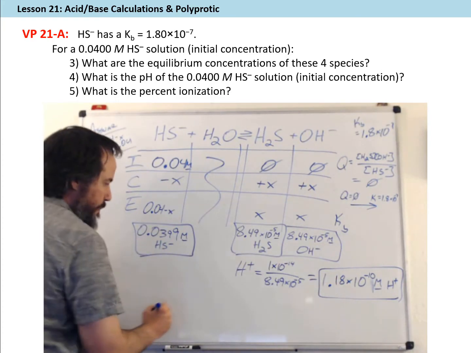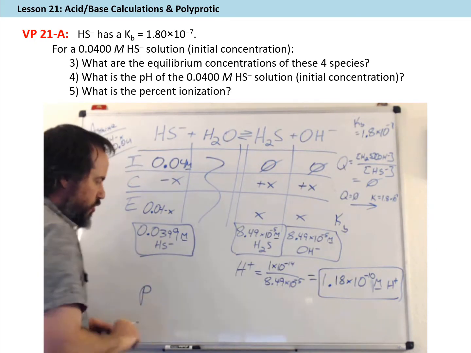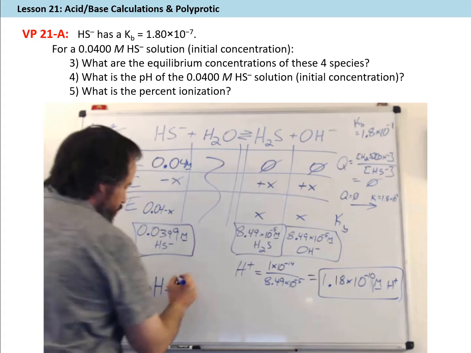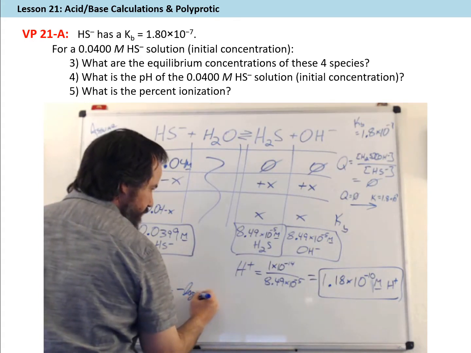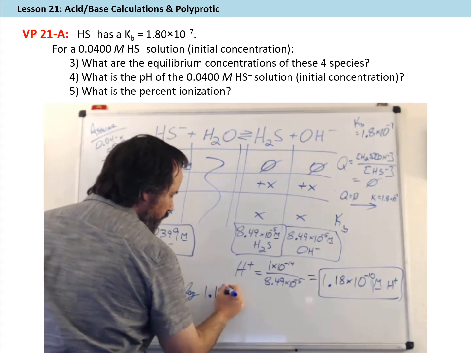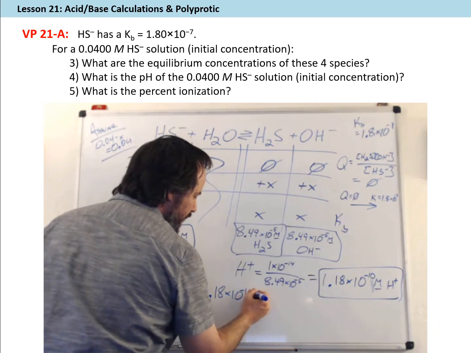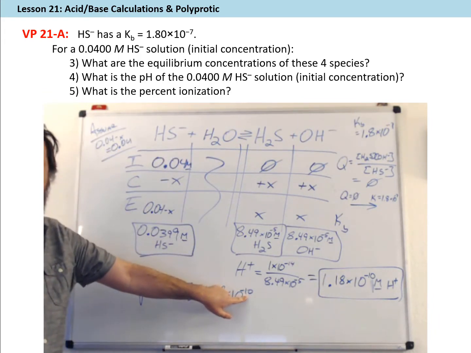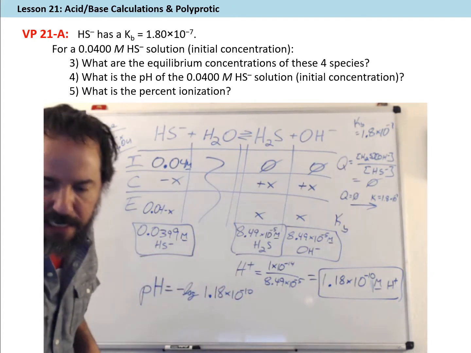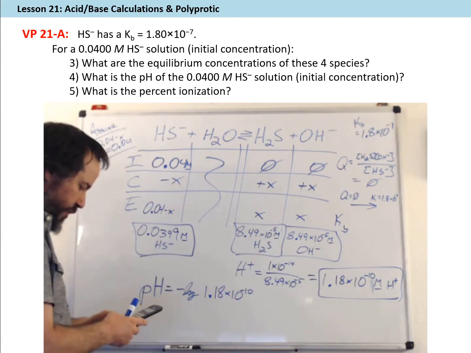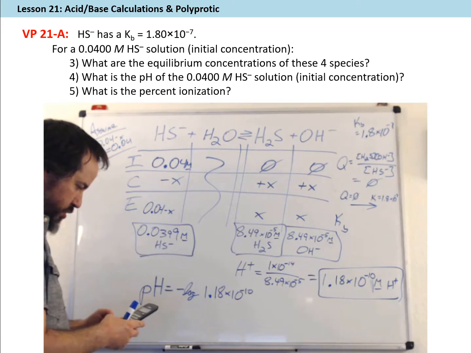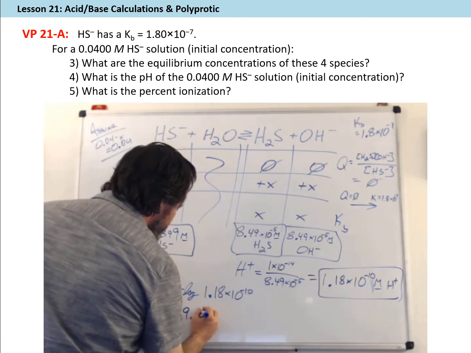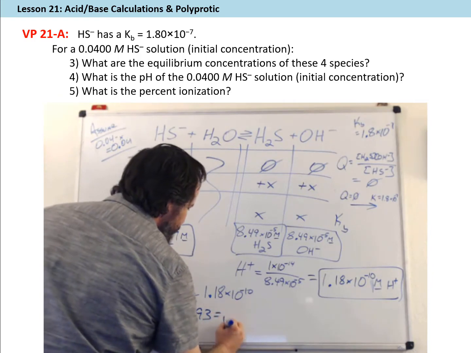Next, we're asked for our pH. So for our pH, we go ahead and use this value, negative log of it. Before I ever put it in my calculator, I should get a number near 10, something between 9 and 11. And so when I do this, I get 9.93. That's my pH.